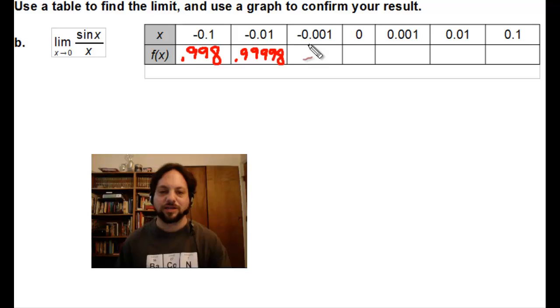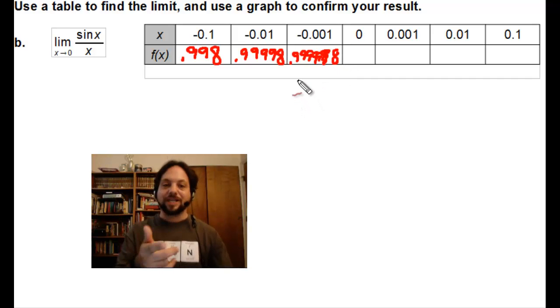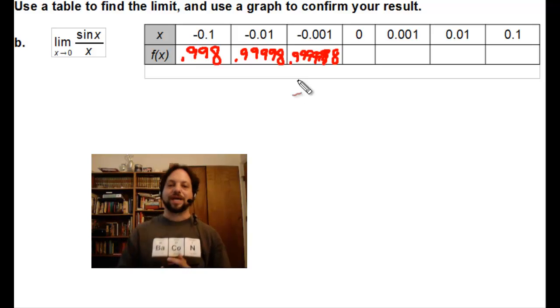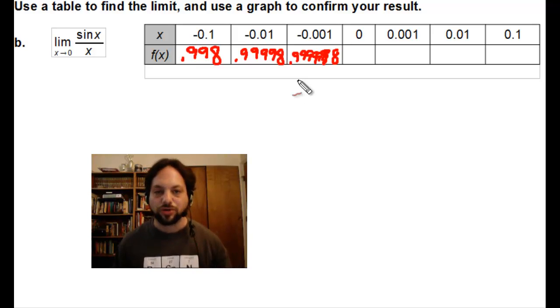And when x is negative 1/1000th, I get a whole bunch of 9s. Wow. I don't feel like counting those, but it's a whole lot of 9s, and then an 8. All right. So based on that, from the left anyway, from the negative values approaching 0, it looks like I'm getting closer and closer to 1.